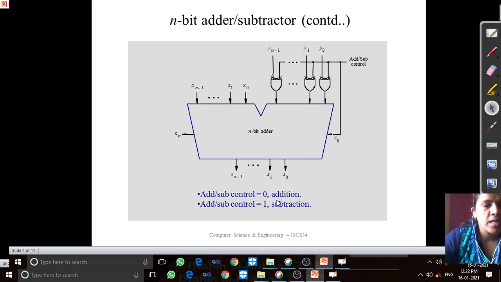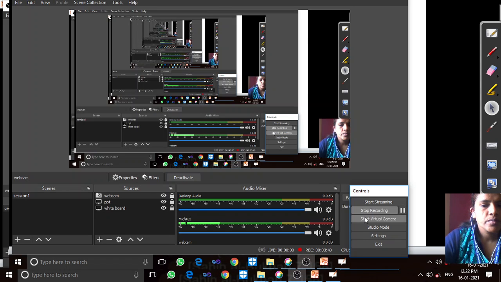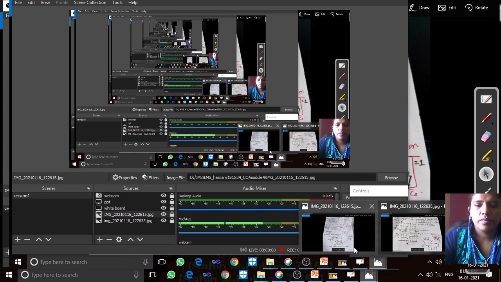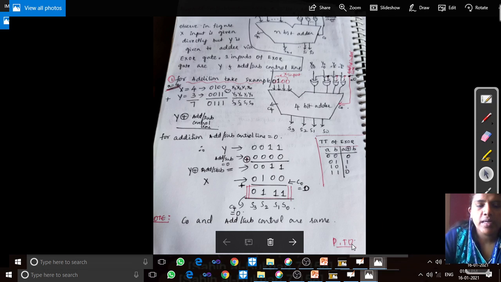When this control line is equal to 0, the circuit performs addition. When this control line is equal to 1, it is performing subtraction. Let us see an example now.